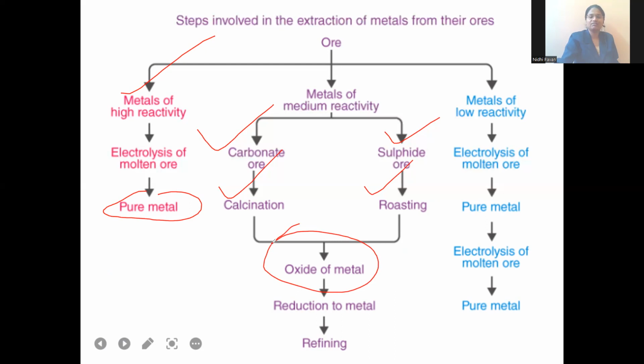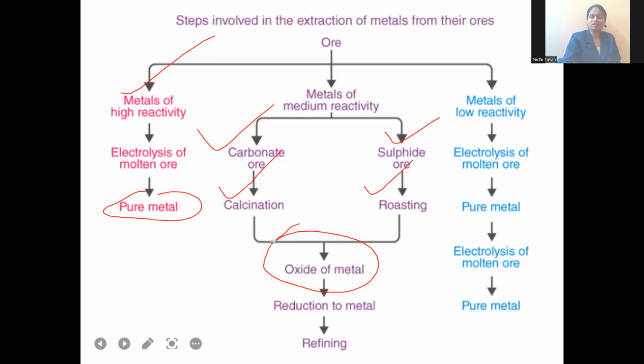So for that, we have to reduce the metal. The next one is reduction of metal. Once the metal is reduced, what happens? Refining of metal takes place. This is how it works for metals of medium reactivity.